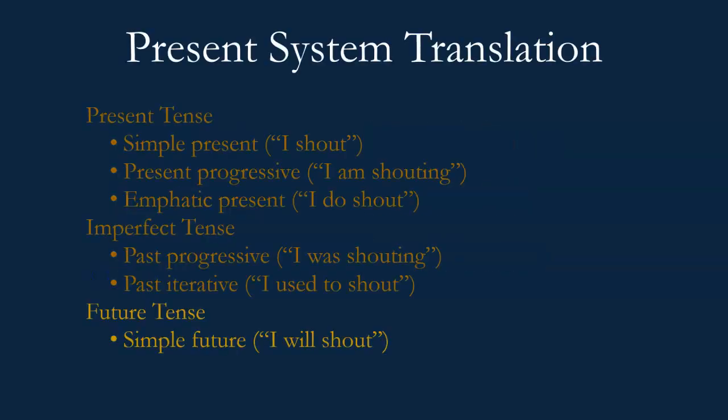It's really easy to translate the future tense because you only have one option. Always translate the Latin future tense with the English simple future using the helping verb will. I will blank, you will blank, he, she, it will blank. We will blank, y'all will blank, they will blank. So laudabitis is y'all will praise.